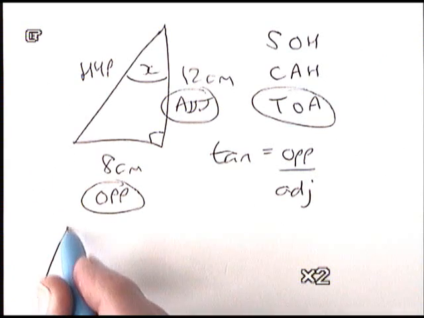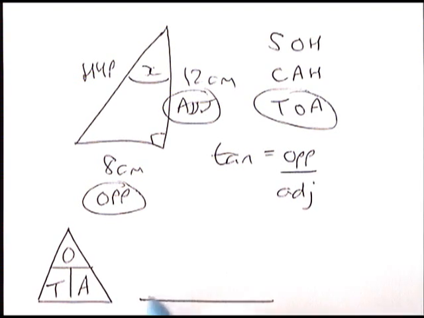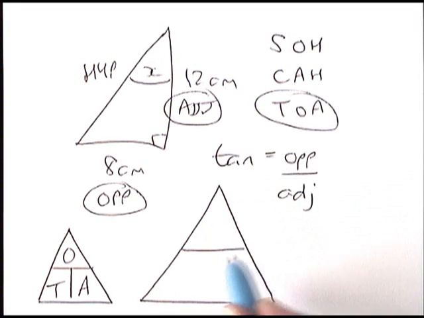Next thing to do is to do a little formula triangle. The TOA go in the order 1, 2, 3, like that. It's really important you get the order right. First letter, second letter, third letter. Then I'll do a bigger working out triangle.